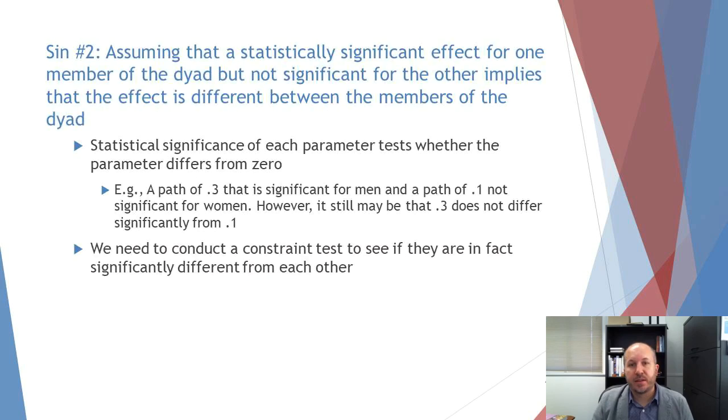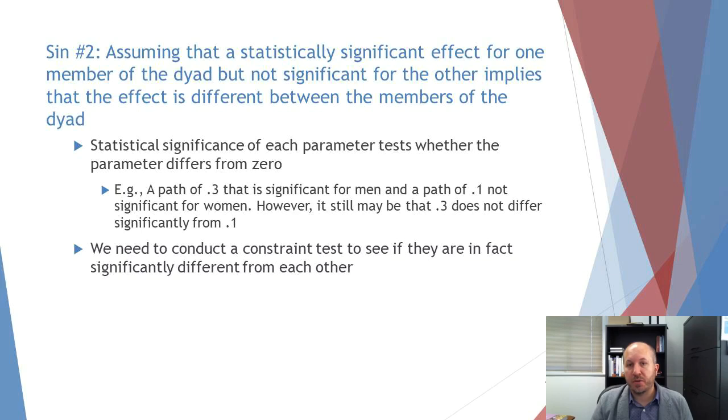The second sin is assuming that a statistically significant effect for one member of the dyad, but not significant for the other, implies that the effect is significantly different between the members of the dyad. For example, if you have a path coefficient of 0.3 that shows to be significant at p less than 0.05, and then for women you see a path of 0.1 for that same path, you would assume that, well, it's different, that for men it's stronger and therefore significantly different. You cannot make that assumption.